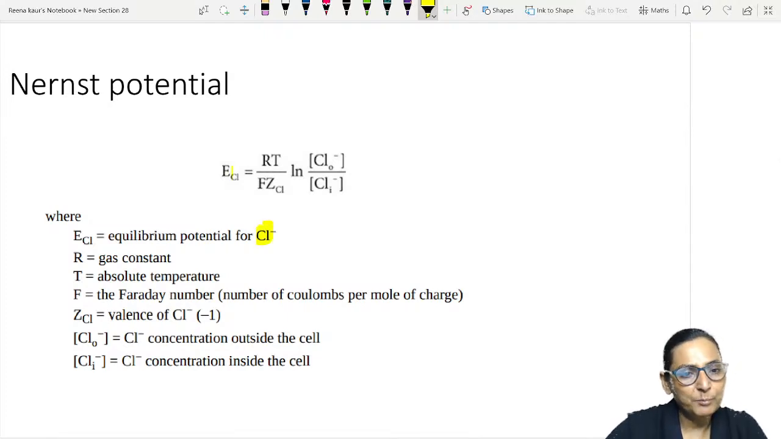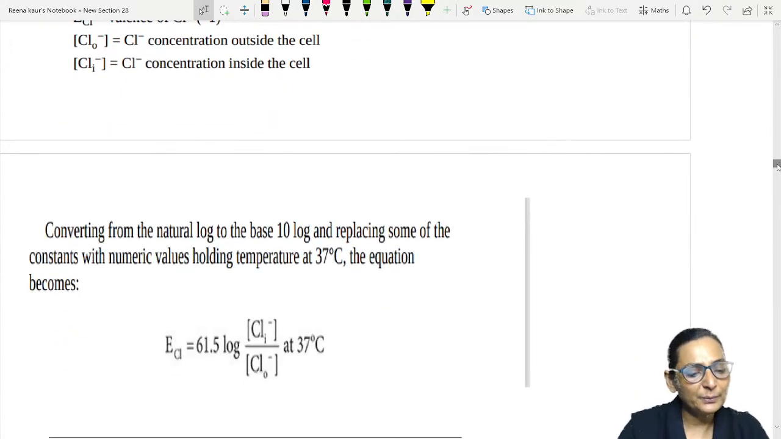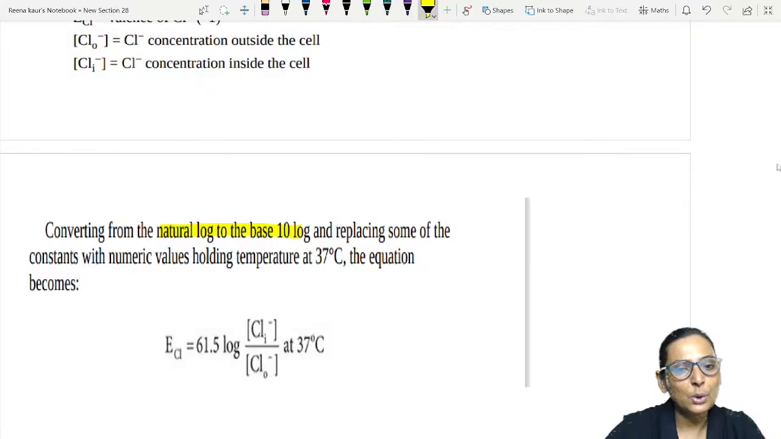The equilibrium potential is equal to RT divided by FZ, okay, times the log of chloride concentration outside by inside, where R is the gas constant, T is the absolute temperature, F is the Faraday's number, and Z is the valency of the chloride ions. Now what we will do is convert the natural log to log base 10. Once we convert the natural log to log base 10 and replace the constants, the gas constant and the absolute temperature, we can see that the equilibrium potential can be calculated as 61.5 log concentration of sodium inside upon concentration of sodium outside.